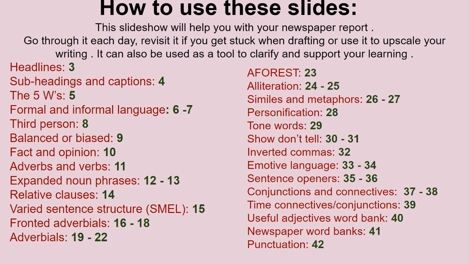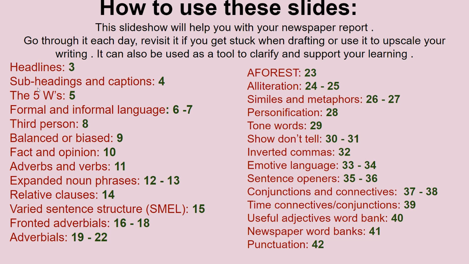So as you can see here, we've got headlines, subheadings and captions, the 5 W's, formal and informal language, third person, balanced or biased, fact and opinion. They have already previously been mentioned in your pieces of writing. However, we've included them again here, but this time just in a little bit more detail.